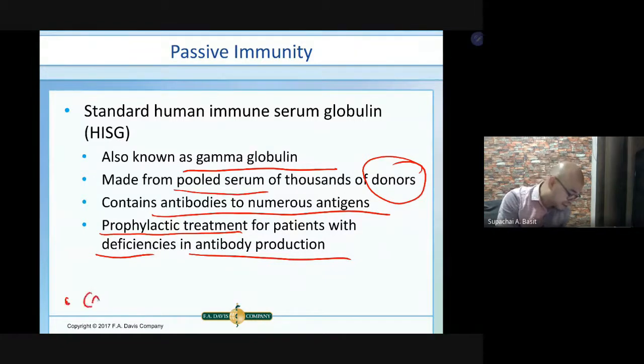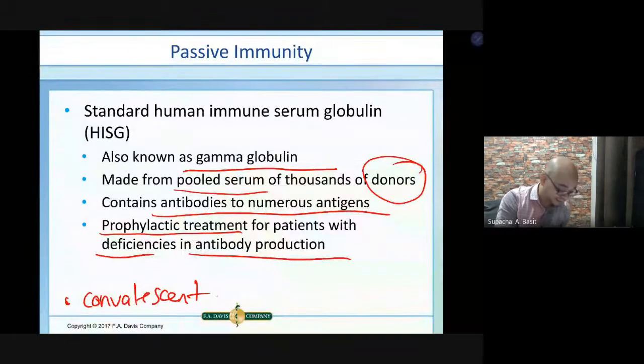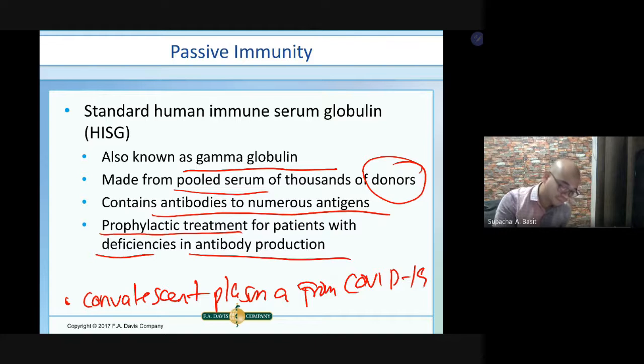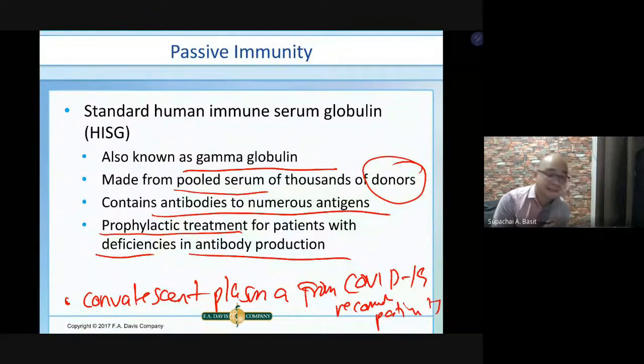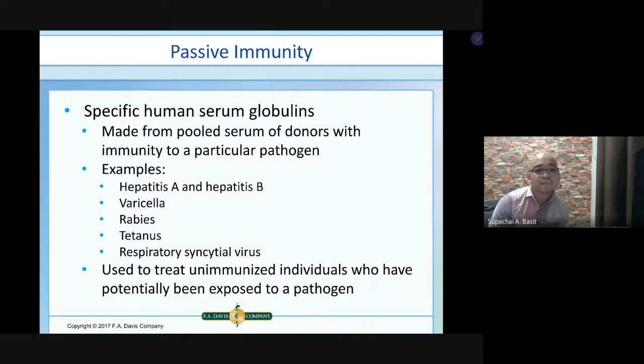So aside from that, convalescent plasma from COVID-19 recovered patients, yeah? So they can also be in the form of passive immunity. Also, there are specific serum immune globulins made from pooled serum of donors with immunity to a particular pathogen. So that's why if you are infected with Hepa B, you do not get Hepa B vaccine, but you get human serum globulins or gamma globulins. So not only for Hepa B, but also for Hepa A, varicella, rabies, tetanus, respiratory syncytial virus.